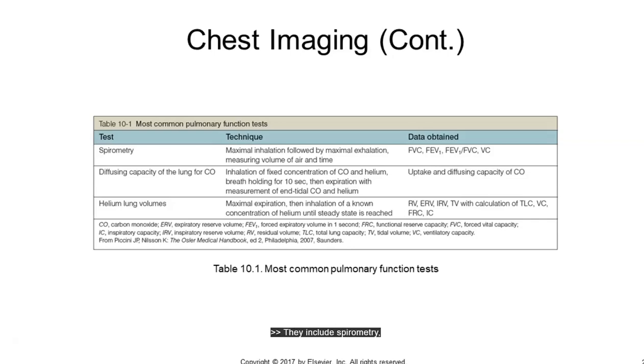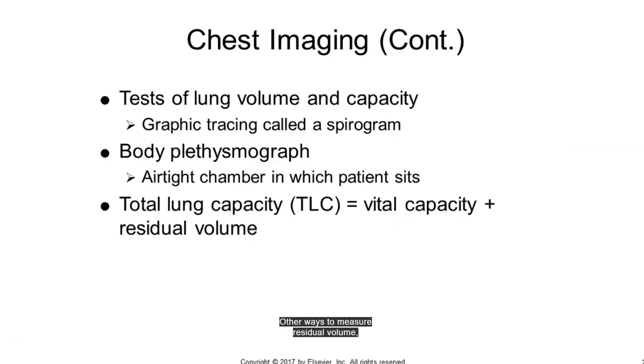They include spirometry to measure FVC, FEV1, FEV1 to FVC, and vital capacity, diffusing capacity to look at the integrity of the alveolar capillary membrane, and indirect measuring of residual volume, often by helium dilution tests. Other ways to measure residual volume, expiratory reserve volume and functional residual capacity are body plethysmography, or body box, which employs Boyle's law, and nitrogen washout tests that also give us these measurements.